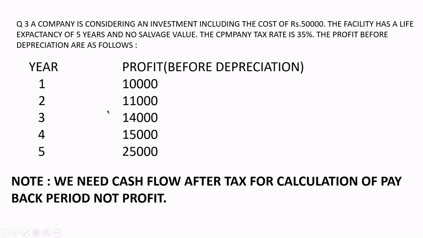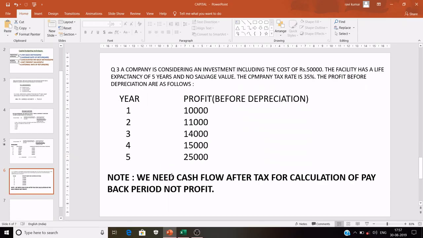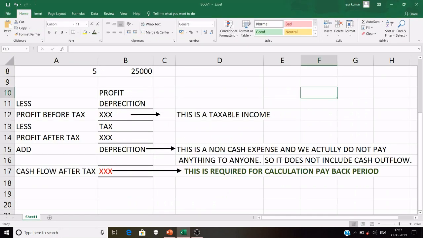These are the profits, so let me explain the difference between profit and cash inflow after tax. Suppose we have a profit as given in this question. To calculate cash flow after tax, first of all we deduct depreciation out of profit. Then we receive profit before tax. After deducting depreciation out of profit, this amount is known as taxable income.